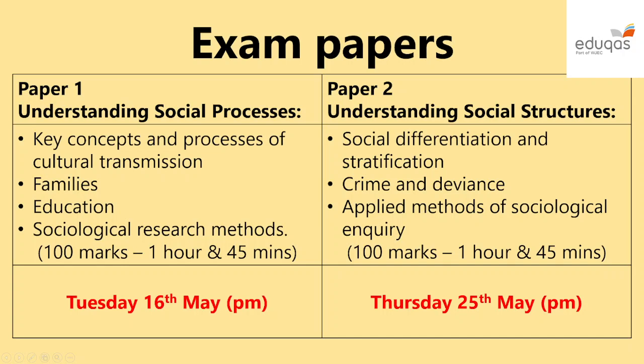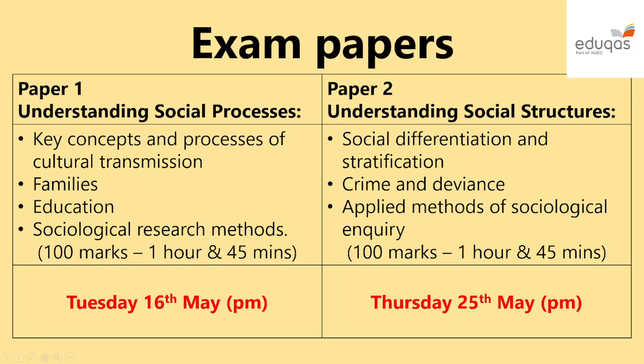Paper 1 is Understanding Social Processes. So you can see there the topics for this paper on the left. This is your key concepts and processes of cultural transmission. So this is the stuff we did at the beginning of the course, so norms, values, socialisation and so on. You've got the topics of families and education in this paper and also research methods.